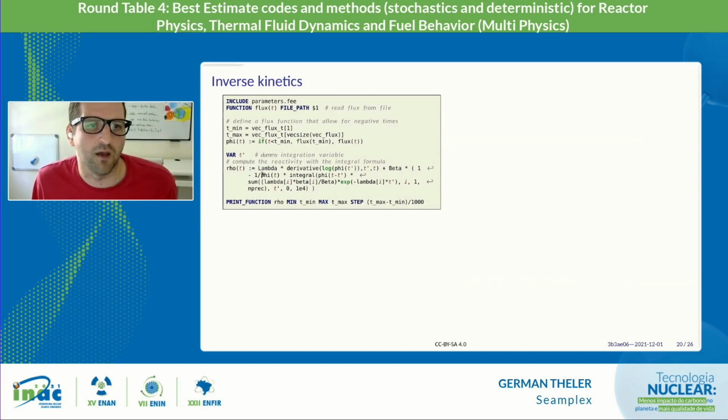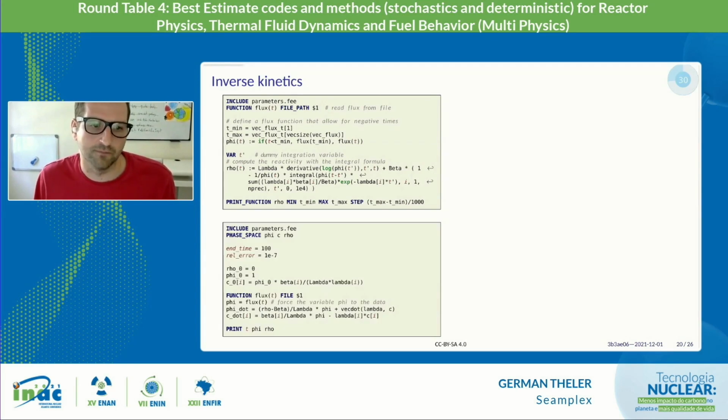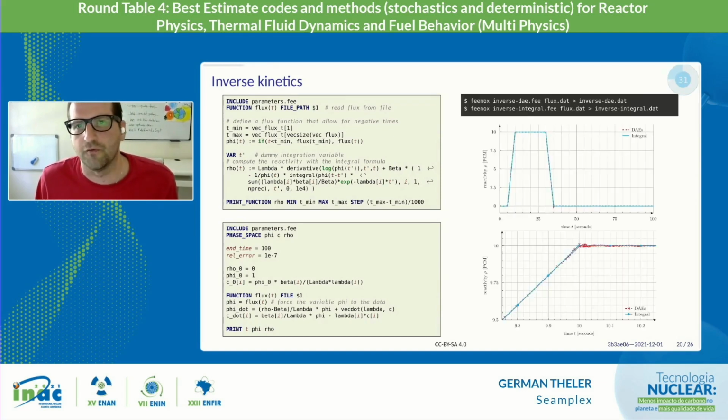Okay, we can write this equation, which is the integral version of the reactimeter. You can find this in most nuclear reactor textbooks. Or you can solve an inverse problem. Instead of fixing the reactivity, we fix the flux and then we compute the reactivity. And if we just fit the flux level, then we can recover the reactivity with either method, for instance.